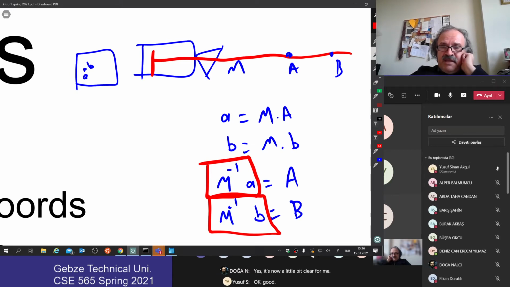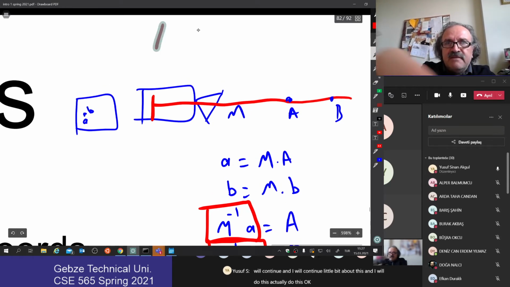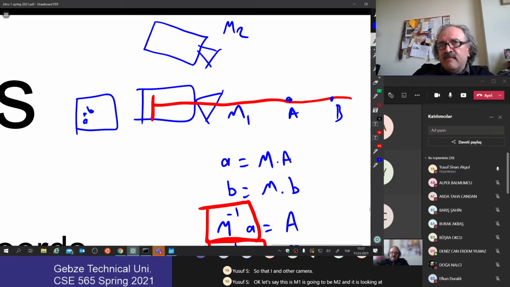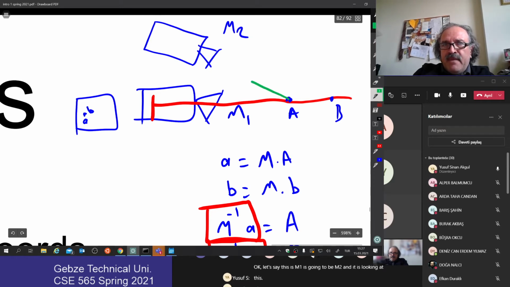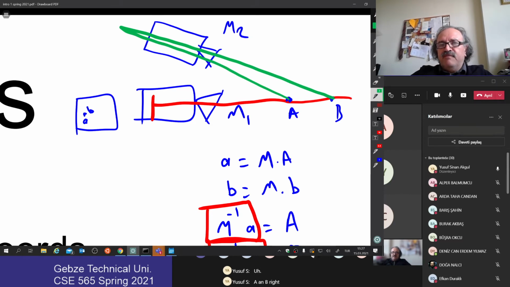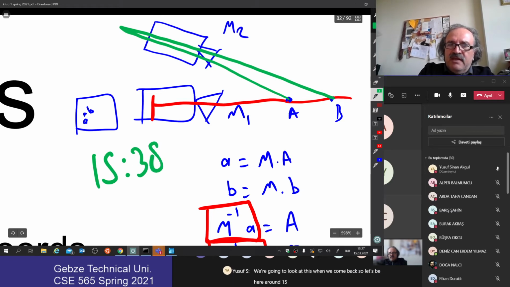Okay, let's take 10 minutes of break. After the break, we will continue, and I will continue a little bit about this. Let me do this, another camera. Let's say this is M1, this is going to be M2, and it is looking at this A and B, right? We are going to look at this when we come back. So let's be here around 15:38.